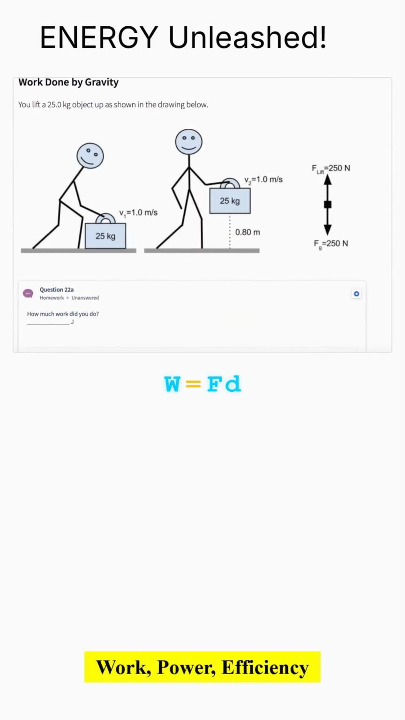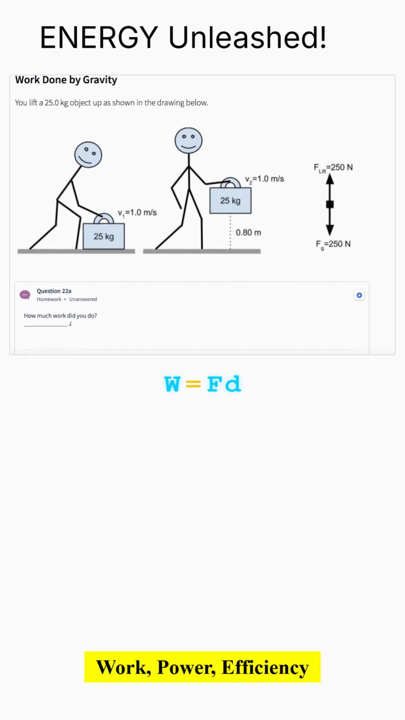Energy is the capacity to do work. W equals Fd, work equals force times distance. Potential energy, EP, equals mgh, m is mass, g is gravitational acceleration, and h is height. Kinetic energy, EK, equals 1/2 mv squared, where v is velocity. Power, P, equals W over T, where T is time, and efficiency is the ratio of useful energy output to total energy input. Energy governs our universe.